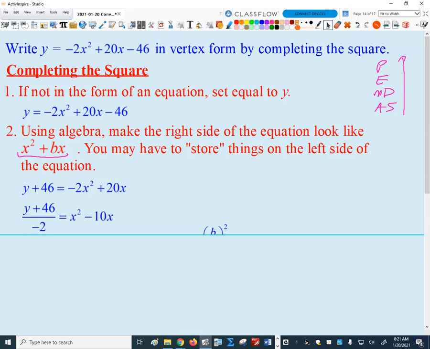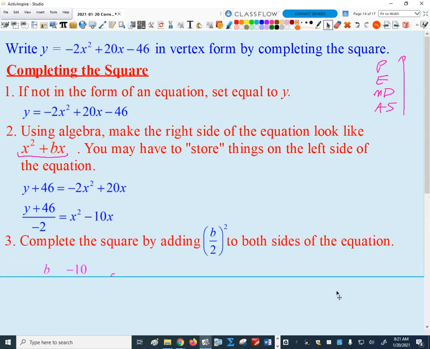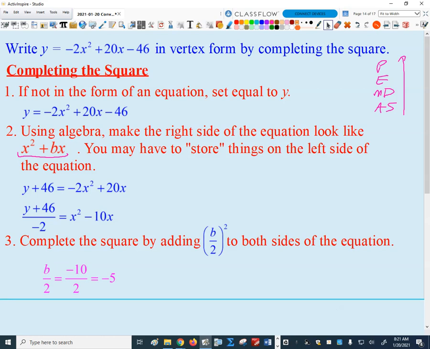Okay, now we've got to complete the square, right? We set this thing up where we've got x squared plus bx by itself on the right. So now we're going to figure out what is half of b. Well, half of b is -5 because b is -10, right?